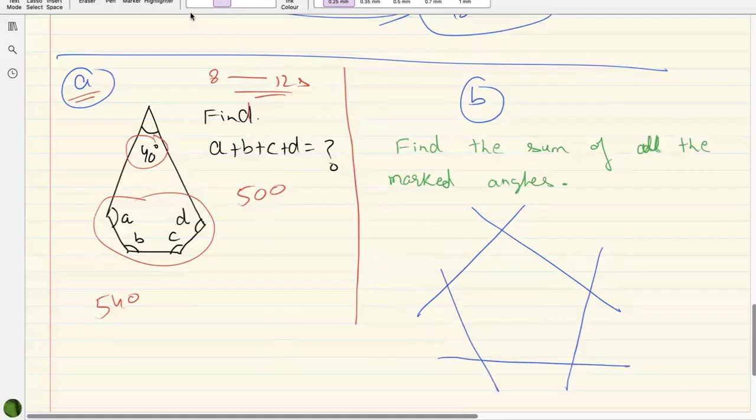So this is the shape. And what do we call marked angles? For example, this sign right here, this sign in blue, we call it marked. So I'm marking it with red.